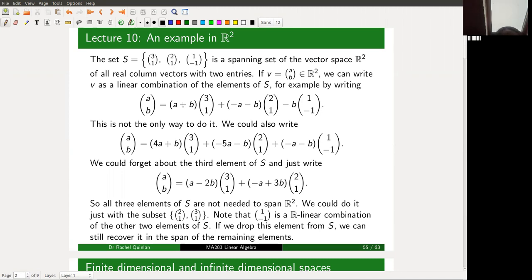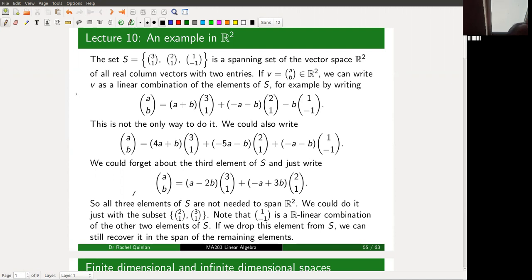And we can certainly confirm that looking at the first entry, it's going to be 3A minus 2A, which is A, plus 3B minus 2B minus B, so just A. And looking at the second entry, we're going to get B minus B plus B, so B, plus A minus A, so just B in the second position.